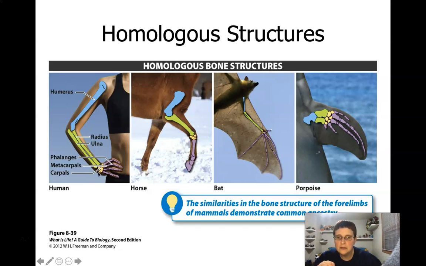Then yellow, the carpals. You've got a whole group of those on each of us. They're real tiny on the bat, but they're there. And then a whole bunch of purple, right? A whole bunch of metacarpals and phalanges. And this is the pattern that we see with any vertebrate that has limbs. 1, 2, a group, and a group, right? And this demonstrates a common ancestry between all of us because we all have this pattern in our limbs.